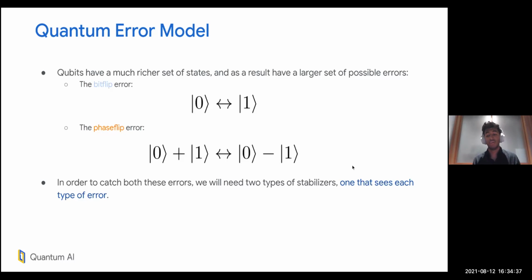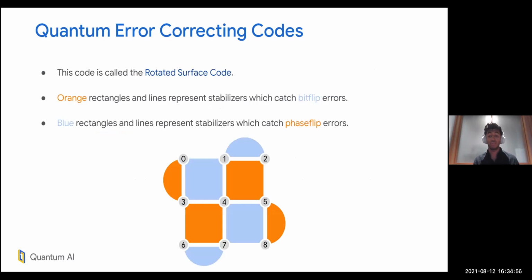So in order to deal with this, we have to now apply two types of stabilizers. So we're not just going to have these orange stabilizers. We will have one stabilizer catch orange errors and different stabilizers catch blue errors, or bit flip and phase flip. And we need to find creative ways of tiling things so that both of these get seen. And so the way we do that is through these codes.